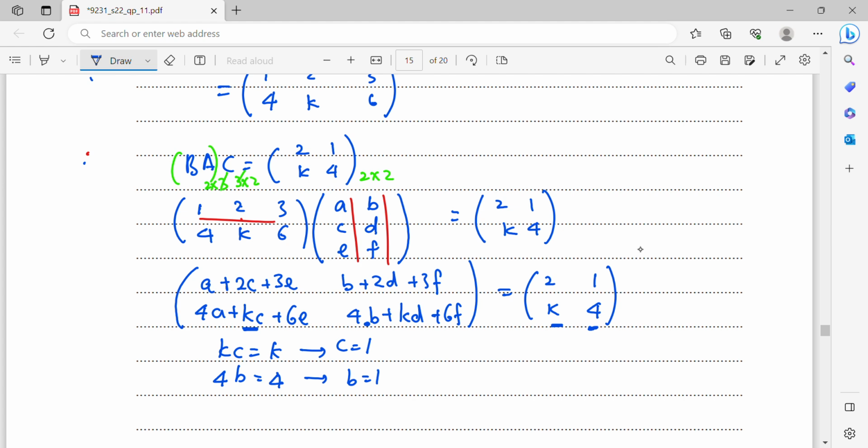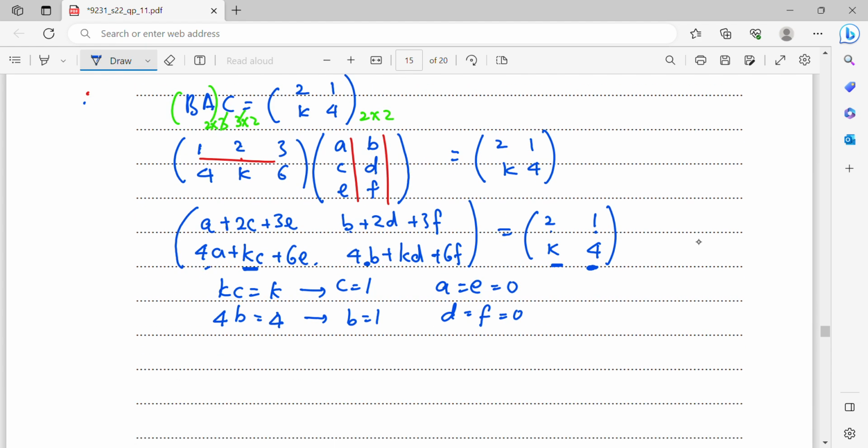Then when you compare 1 here, here B is 1, done. So C also 1. Okay, so which means now my A and E will be 0. Right? So my A equals to E equals to 0. Then when I refer to the 4 and 4B plus KD plus 6F, I will say that my D and F equals to 0. This is one of the options.